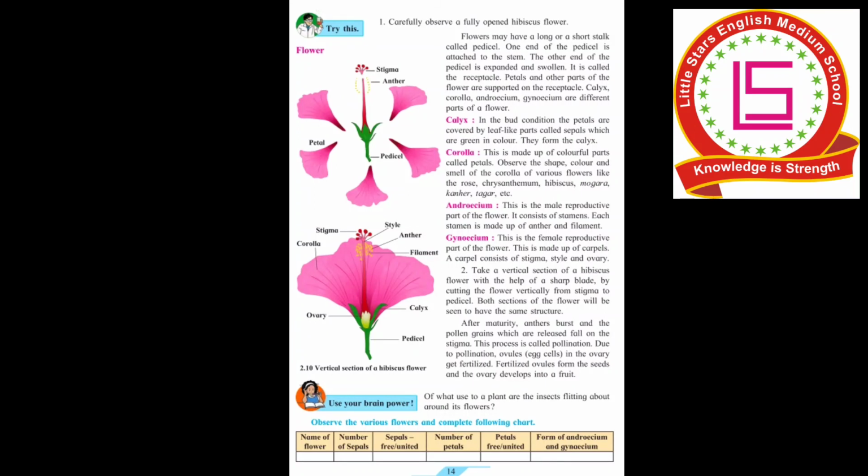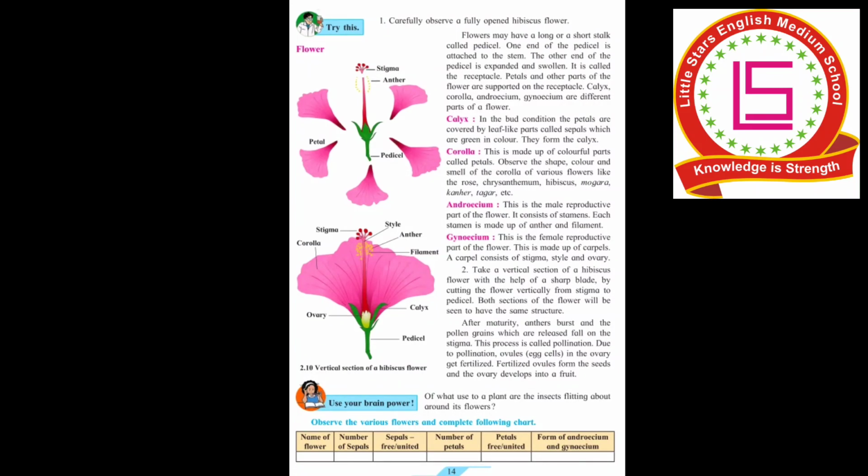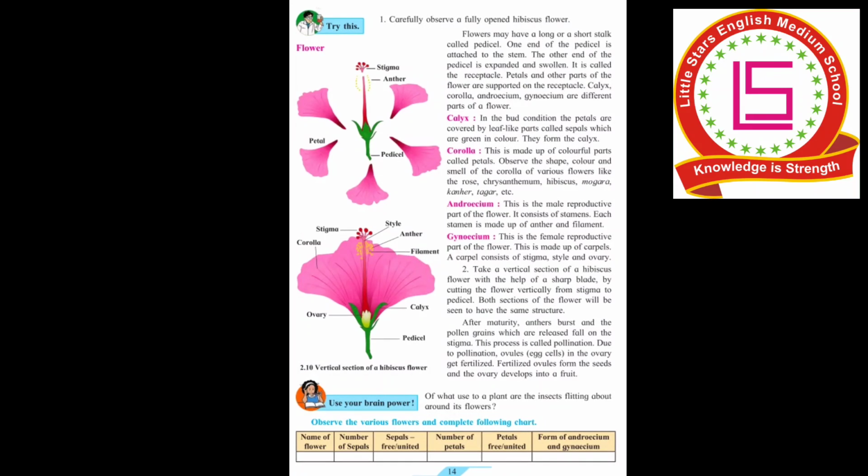Corolla. Next, this is made up of colorful parts called petals. See, you can also see the corolla shown to you in that image. That is made up of colorful parts. They are all together called petals. Observe the shape, color and smell of the corolla of various flowers like the rose, chrysanthemum, hibiscus, mogra, etc.